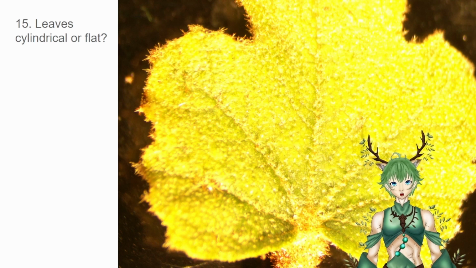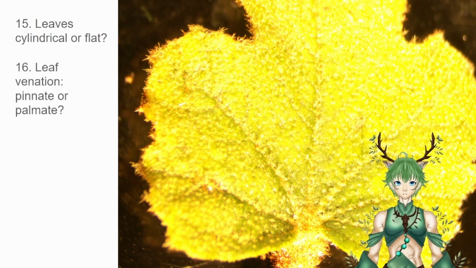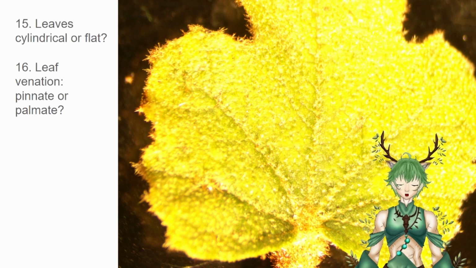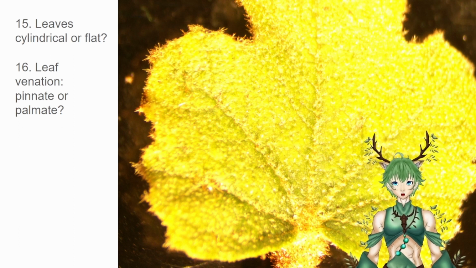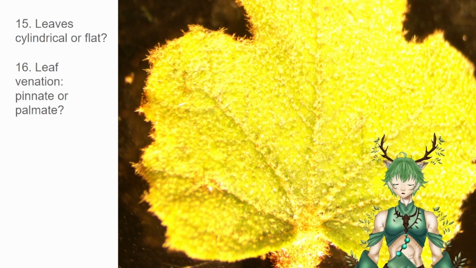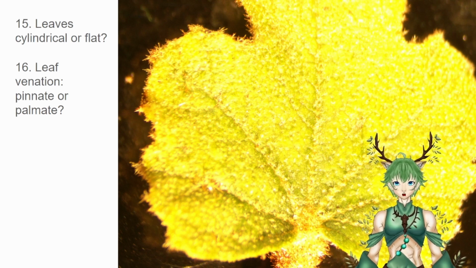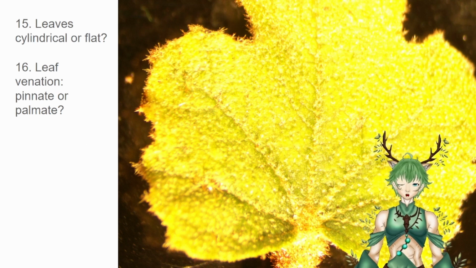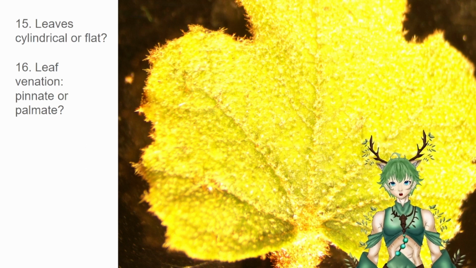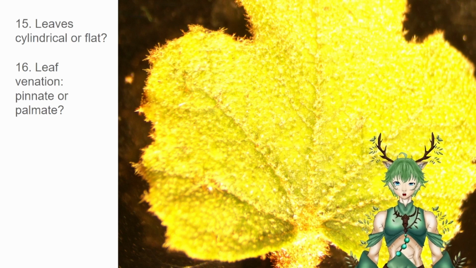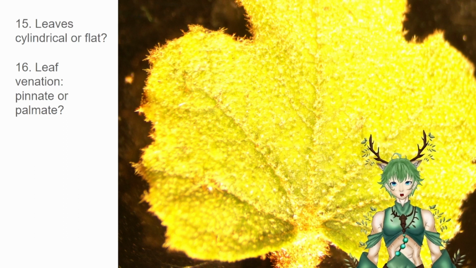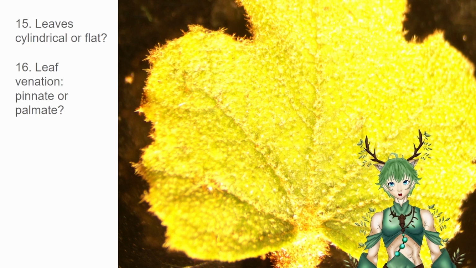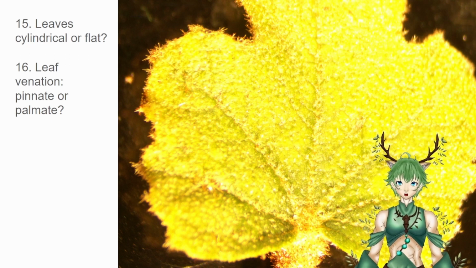Clearly flat, not cylindrical at all. And then our leaf venation. Is it pinnate or palmate? So pinnate would be like feathers, I think is a great example. So you have veins that look kind of like feathers, whereas palmate are the veins more like the palm of your hand. And here we can see they all come off of a central area, so we would call that palmate. So if you look at your hand, all your fingers come off of a central area, so it looks kind of like your hand.